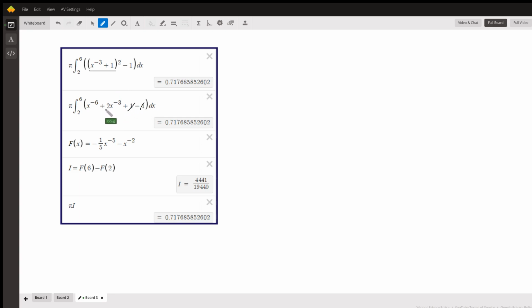So we need an antiderivative for this. Raise the exponent by 1, becomes a minus 5. Multiply by the reciprocal of the new exponent, or divide by the new exponent. This exponent becomes a negative 2 if you raise it by 1. 2 divided by negative 2 is negative 1. So that's really negative 1 over 5x to the 5th minus 1 over x squared, evaluated from 2 to 6.